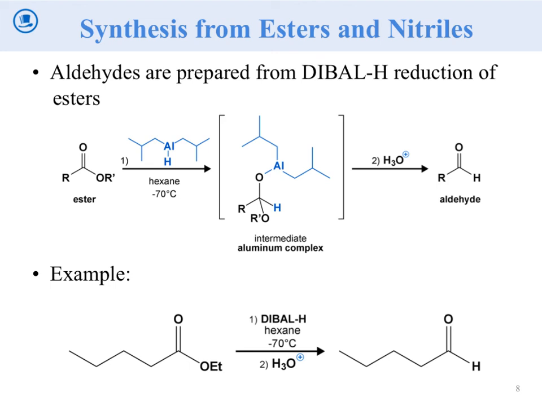One last one before we do some clicker questions. You can make aldehydes using this reagent called DIBAL. But it's specific, it reacts with esters. So DIBAL reacts with esters. It makes this aluminum intermediate complex, and I've covered this mechanism in a different video. And then finally it breaks down, as we've shown before, into an aldehyde. So DIBAL will turn an ester into an aldehyde. So it's another way to make an aldehyde.